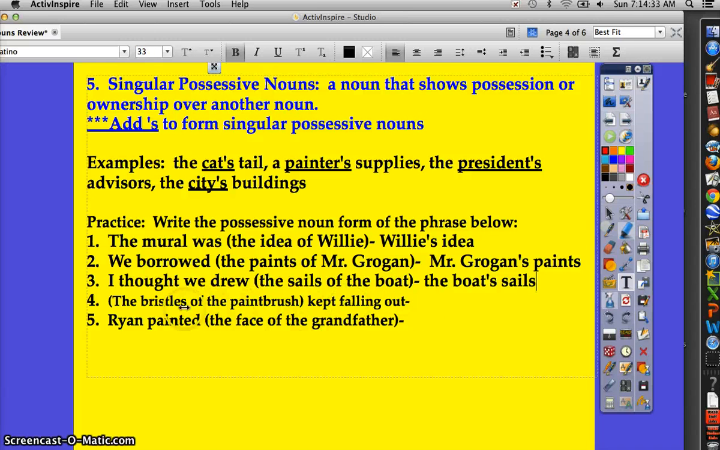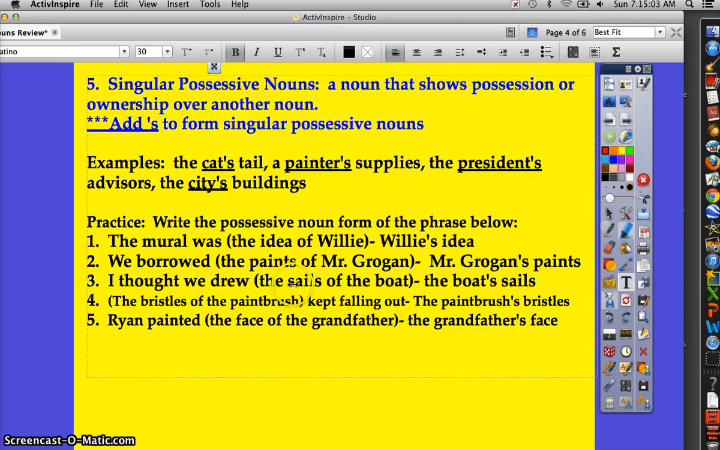And 4, at the beginning of the sentence this time, the bristles of the paintbrush kept falling out. So this one would be the paintbrush's bristles. Again, paintbrush is singular, add apostrophe s to make it possessive. And finally, Ryan painted the face of the grandfather. It would be the grandfather's face.